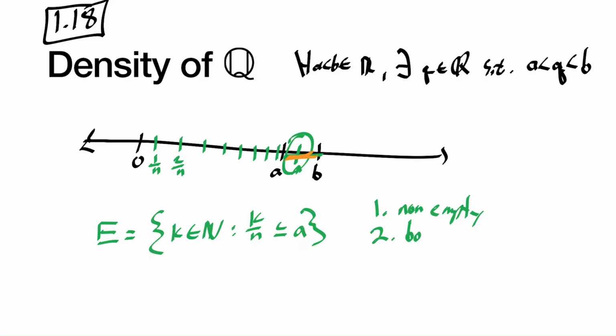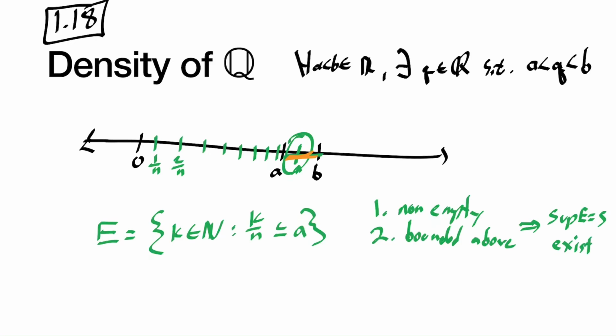And then 2, we notice that it's bounded above, because we can't do these numbers forever. That would fail. Okay, so since it's non-empty and bounded above, that means that we have a sup that exists.